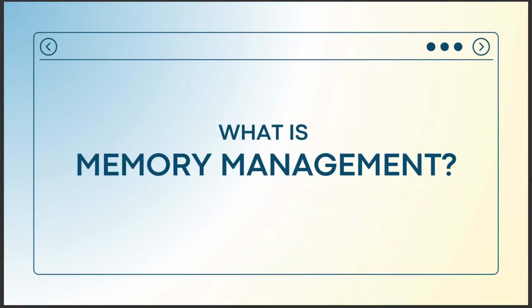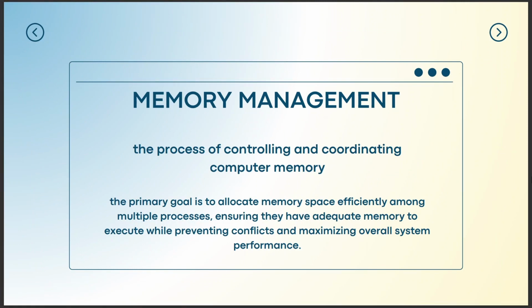So, before watching this video, you might be wondering, what is memory management? Well, that's why I'm here to teach you about memory management, and we'll learn it together. What is memory management? Memory management refers to the process of controlling and coordinating computer memory, which is essential for the proper functioning of software and the operating system. Memory management's primary goal is to allocate memory space efficiently among multiple processes, ensuring they have adequate memory to execute while preventing conflicts and maximizing overall system performance.